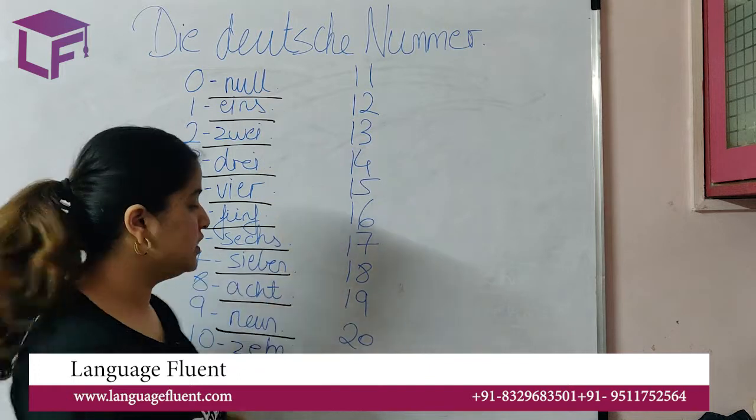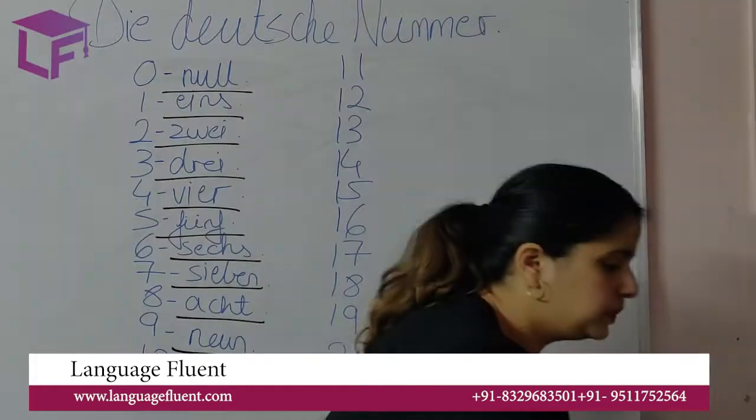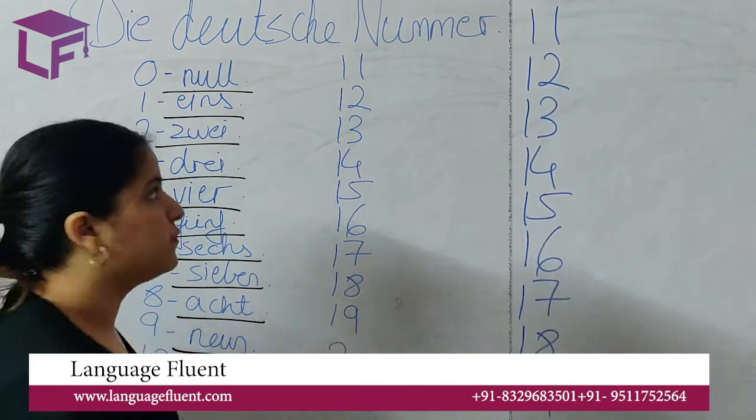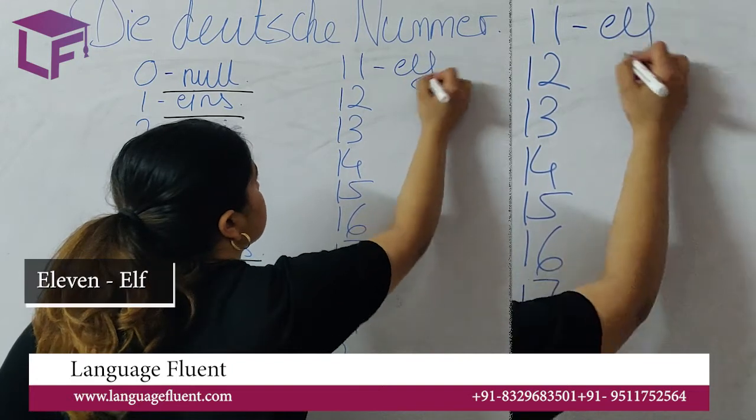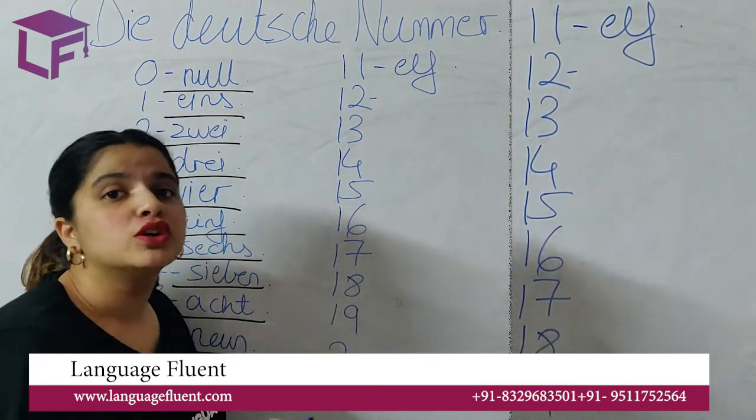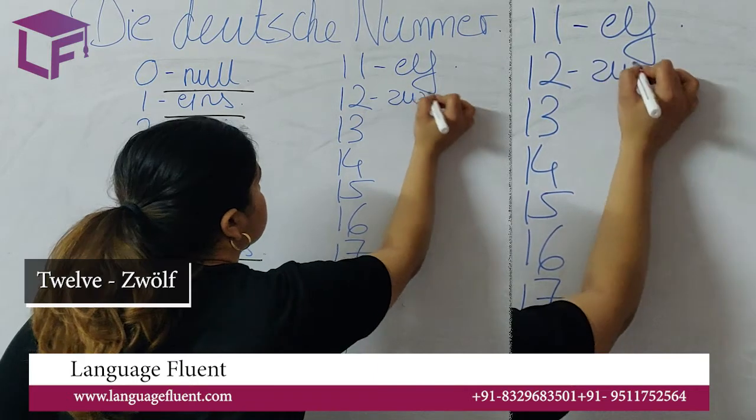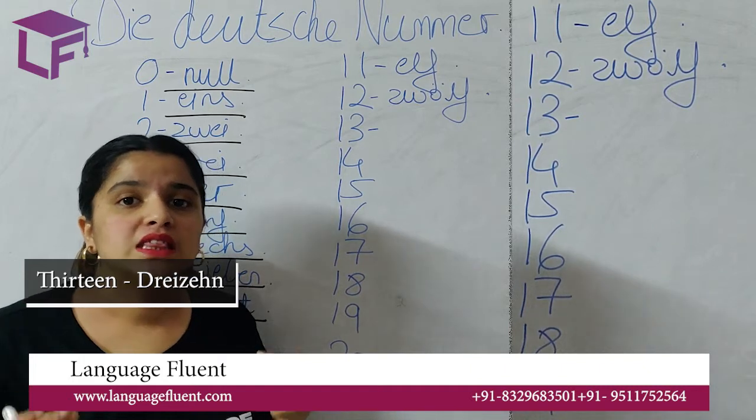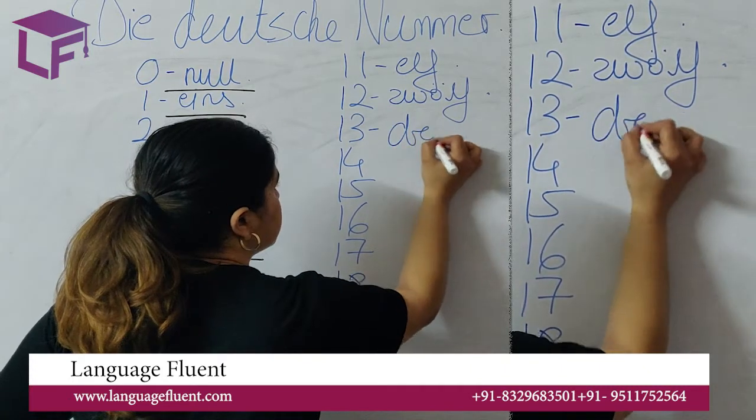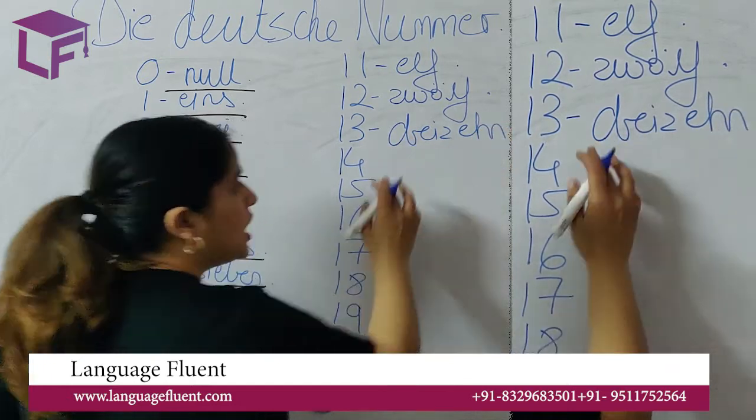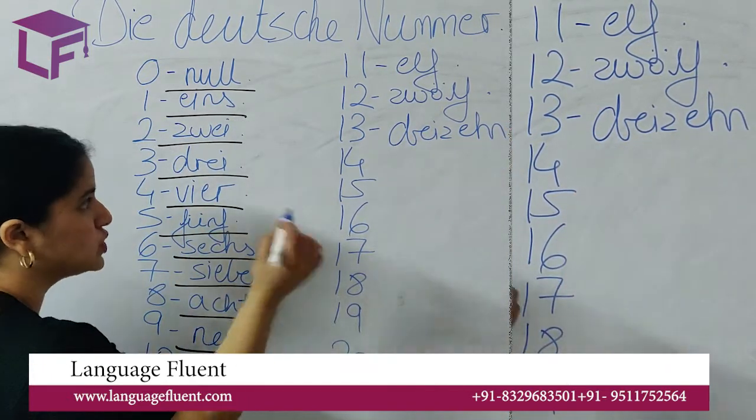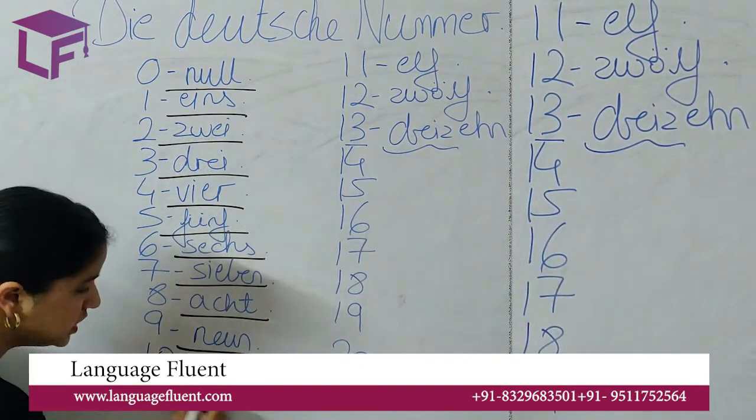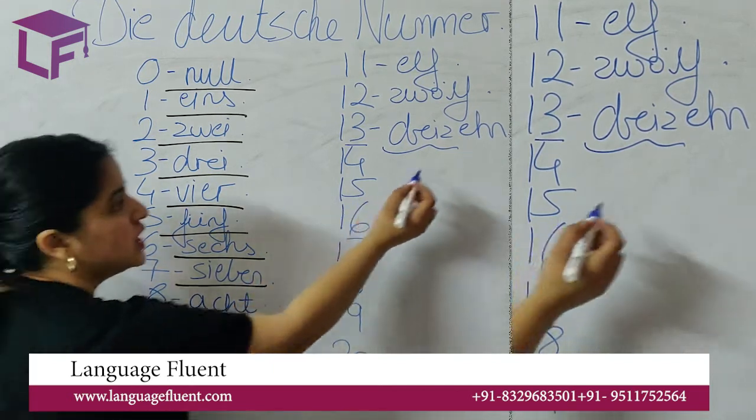Now we'll start from 11 to 20. 11 becomes 11. 12 becomes 12. 13 becomes 13. Now from 13 onwards we have a trick. So 3 is 3, and we have to add the 10. So 3, 10.